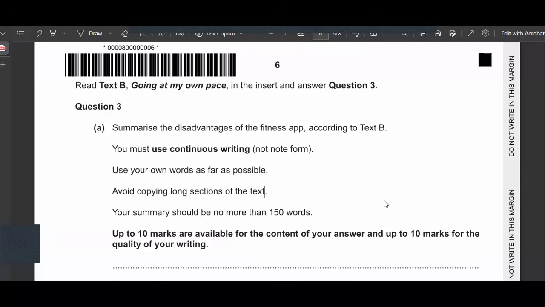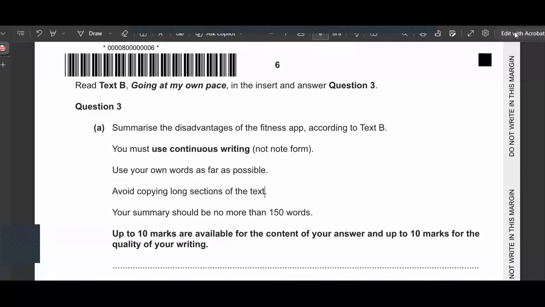Then there is another question from the same question. So before proceeding to the short response question, let's discuss the remaining 3 steps for the summary writing that we are supposed to follow in order to achieve good marks in it. So the second step basically involves reading the text and underlining the information, right? So far we have completed the first step. We have read the question. We have understood that we are supposed to summarize the disadvantages of the fitness app. Now we are going to follow the second step, which is to read the text and underline the information.